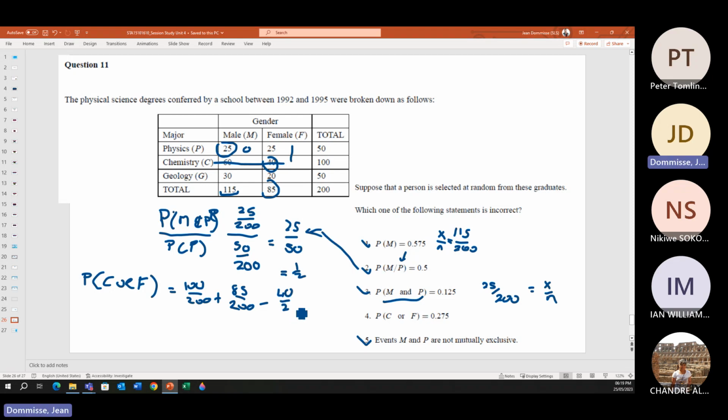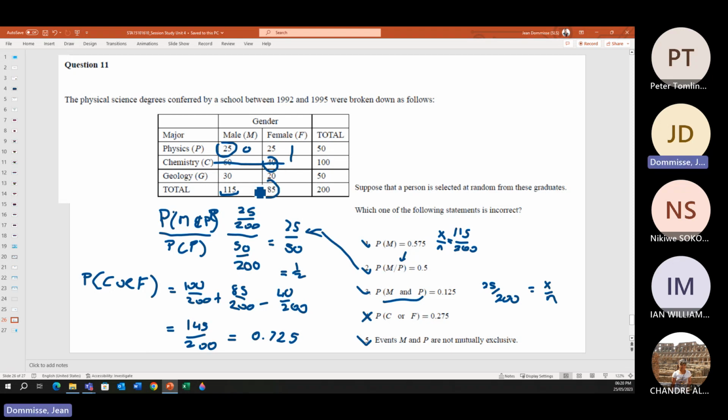We could have said it's 100 plus 85 minus 40, so it's 145 divided by 200, which will probably give us 72.5. 145 divided by 200, yes, is equal to 0.725, which makes option 4 the incorrect one.